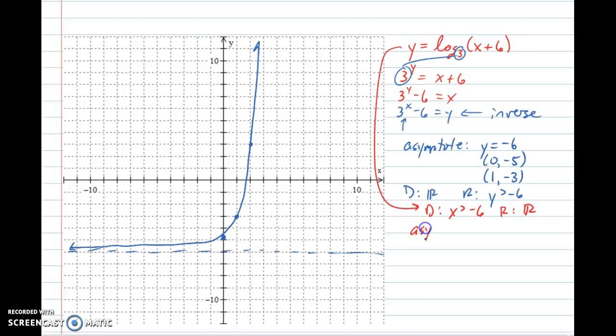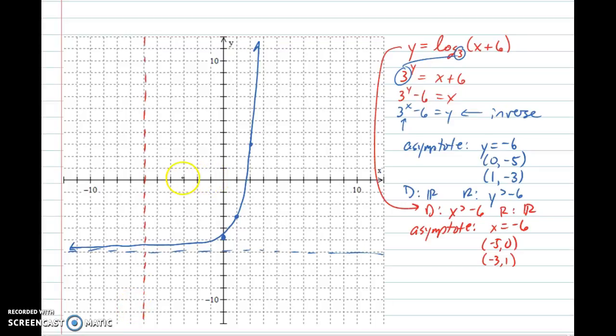My asymptote is at x equals negative 6. I have a point at negative 5, 0. Ooh, I know the x-intercept now, not necessarily the y-intercept. And let's see, I know that negative 3, 1 is on the graph. So I'm going to plot those things, 1, 2, 3, 4, 5, negative 6 in the x direction. So there's my asymptote for the log graph.